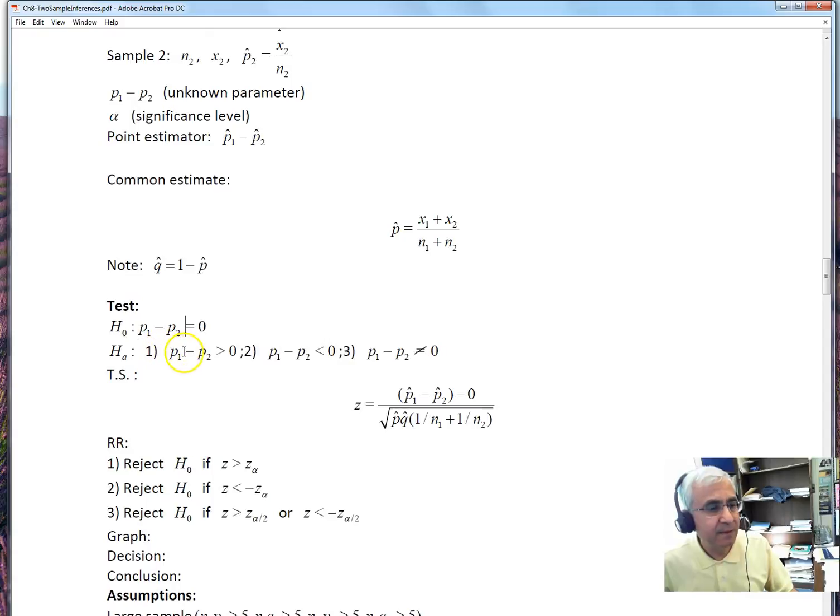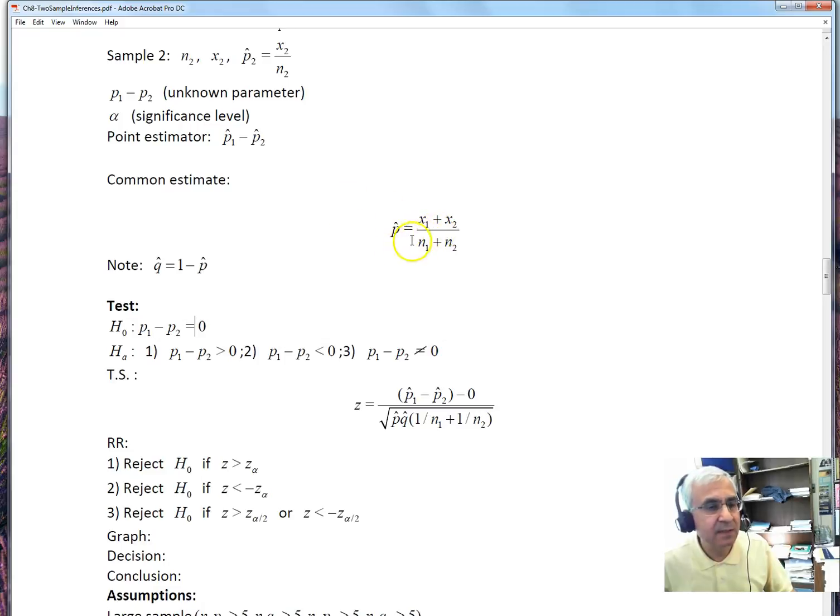So now we have an upper tail test, a lower tail test, or a two-tail test, which is not equal to. And the test statistic would be the point estimator. It's the same for any one of these three tests. Point estimator minus the right-hand side, which is 0 in this case, divided by the standard error.